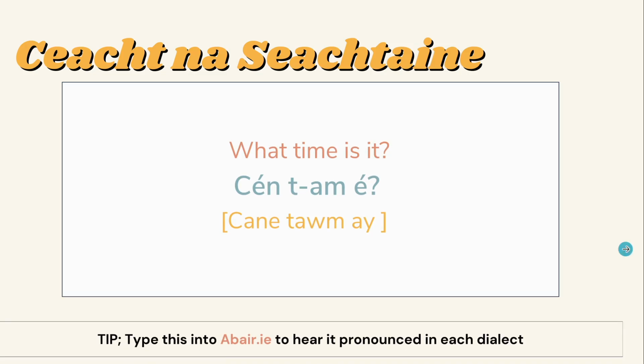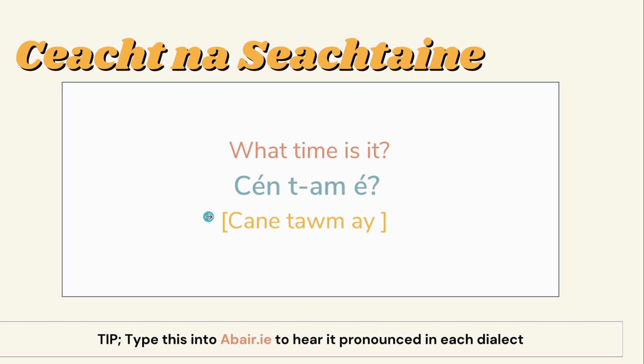There are 3 different ways to ask for the time in Irish, and you can just choose whichever one you find easier or you like, or maybe that you've heard before. One way is to ask Cén t-am é?